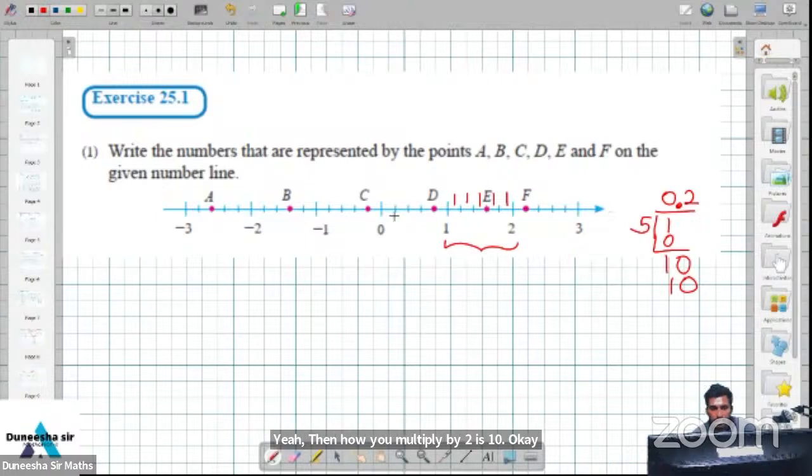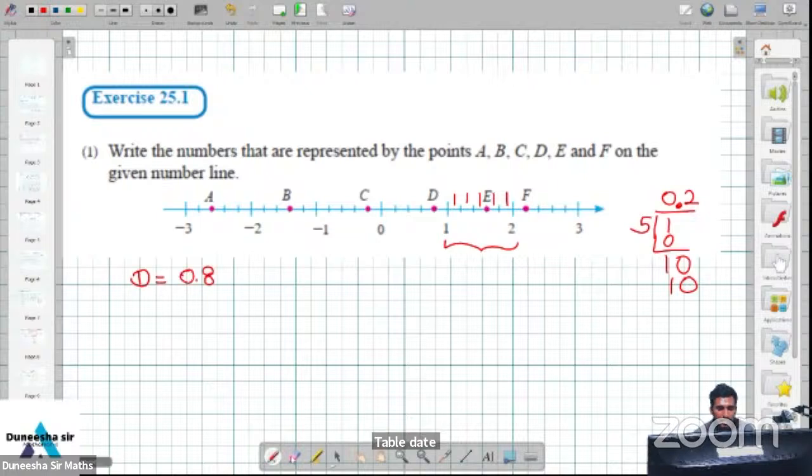Okay, then look. If we go from here and pass one line, that is 0.2. Then 0.4, 0.6, 0.8 and 1. Okay, can you tell me what the D coordinate is? D point. 0.8. Yes, 0.8.